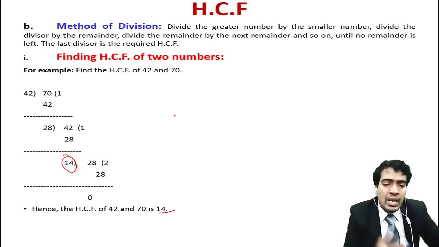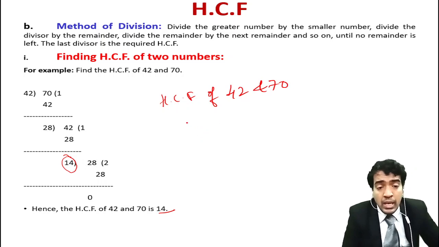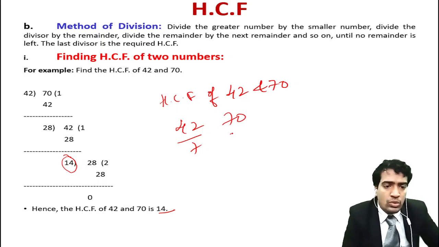So you can see that the number 14 is the highest common factor of 42 and 70. Okay. Is there another common factor? Yes, there is. Even 7 divides 42 and 70 also. Right? This is 7 6s are 42 and 7 10s are 70. But this is not the highest one. Which one is the highest one? 14 is the highest one.